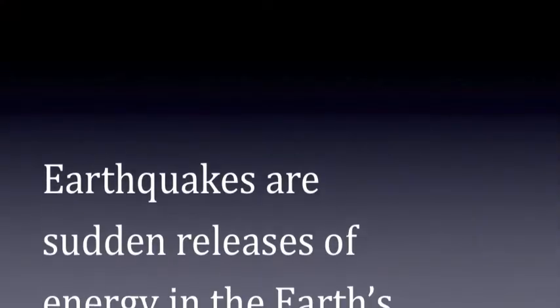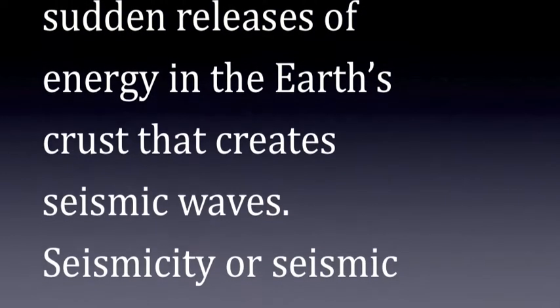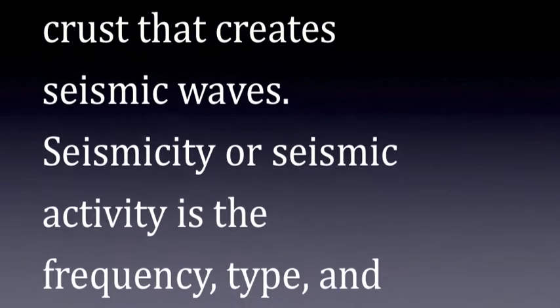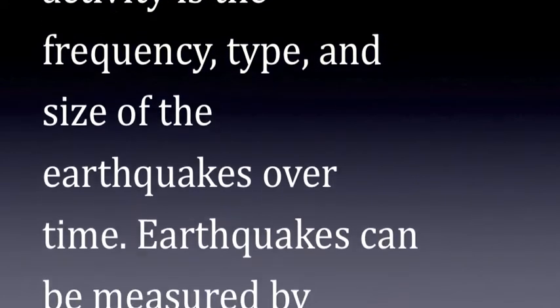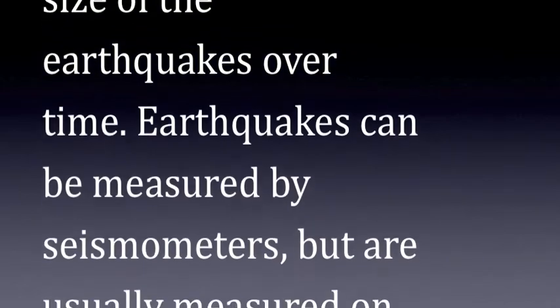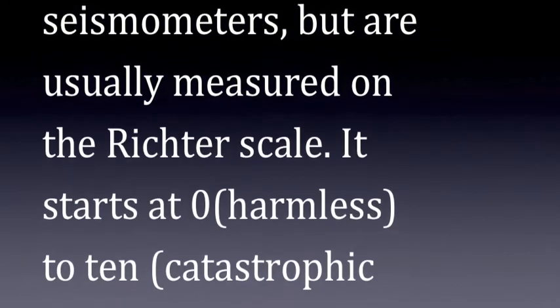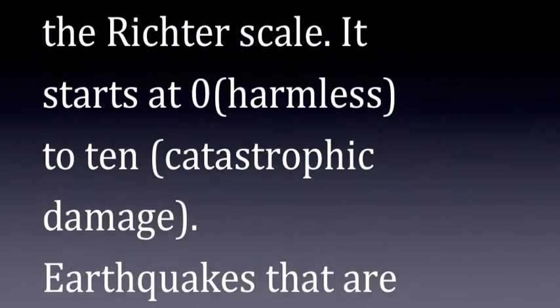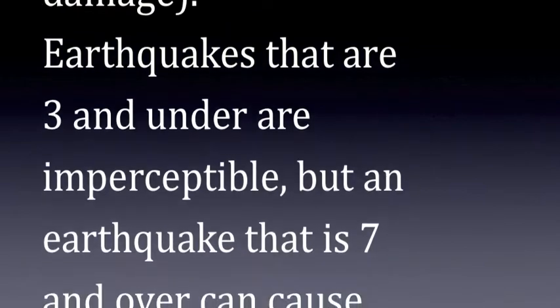Earthquakes are sudden releases of energy in the Earth's crust that create seismic waves. Seismicity or seismic activity is the frequency, type, and size of earthquakes over time. Earthquakes can be measured by seismometers, but they are usually ranked by the Richter scale. The Richter scale starts at 0, which is harmless, and goes to 10, which is catastrophic damage.